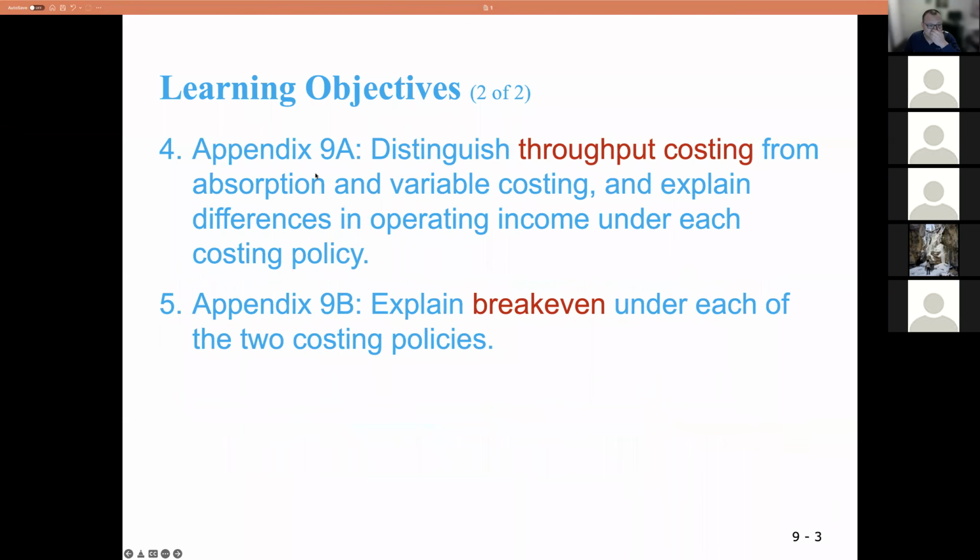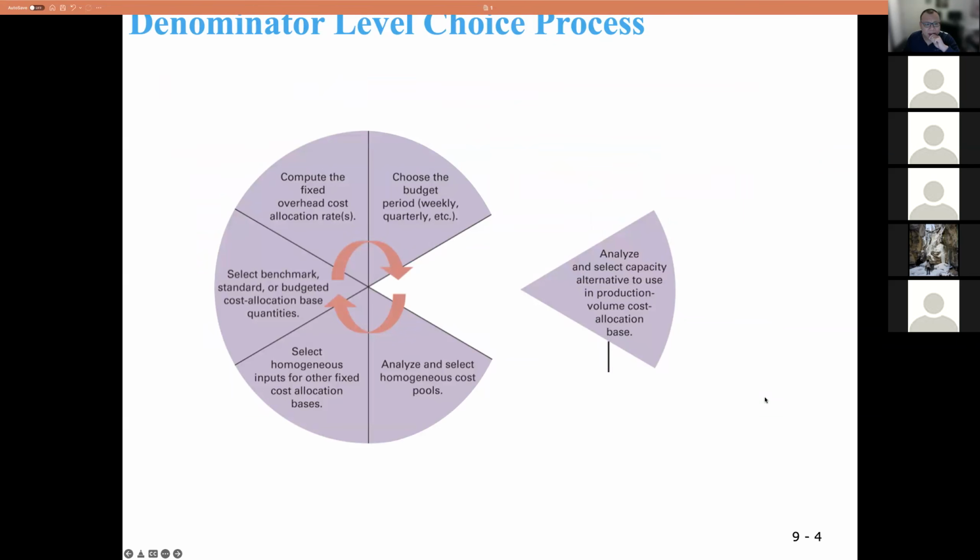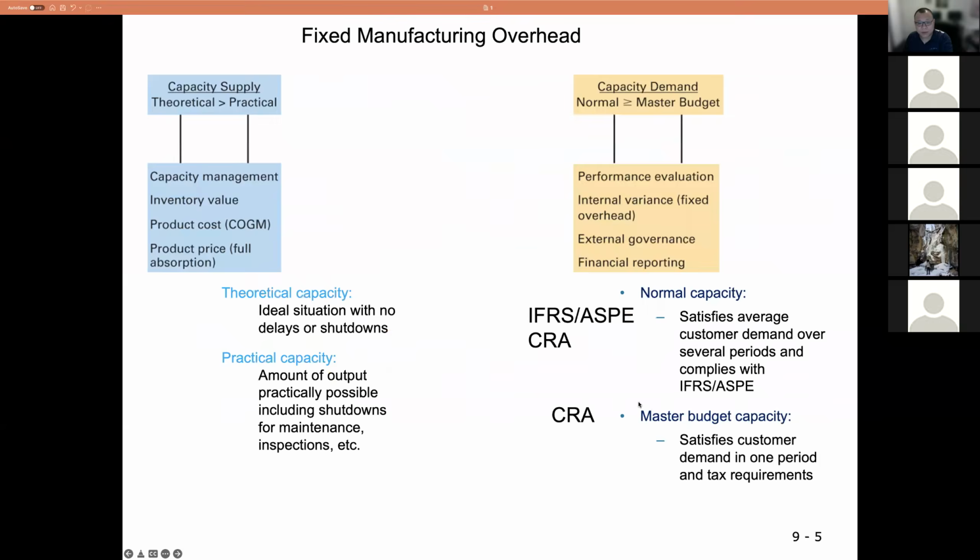For appendix A and B, there are some very interesting topics here, but we probably don't have time to cover it. If you had time, just read it. Some of them are pretty straightforward to read. I will briefly talk about the 2 slides about the appendix. Okay, so the denominator level process. I'm just going to go through here right away.